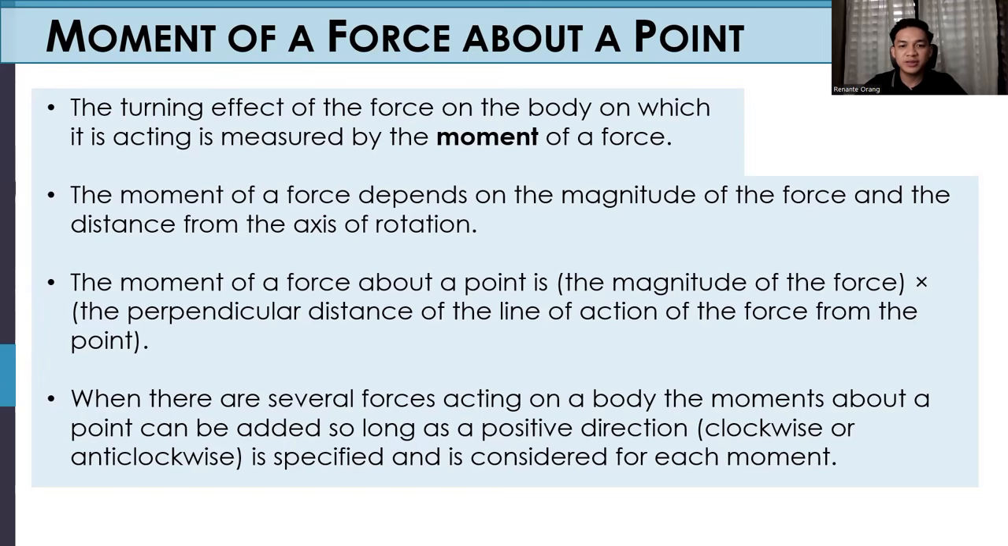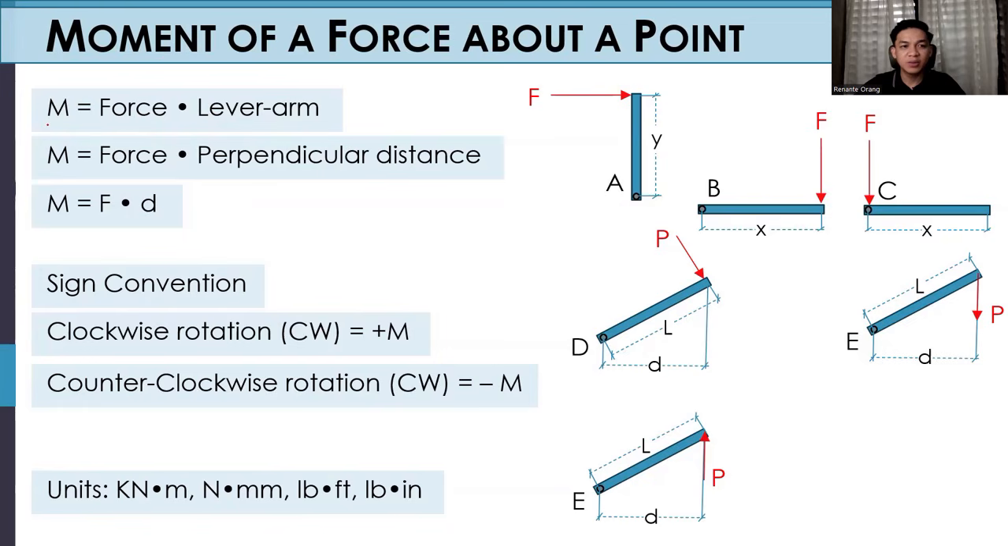When there are several forces acting on the body, the moments about a point can be added so long as a positive direction, which is clockwise or anti-clockwise, is specified and is considered for each moment. As defined kanina, yung ating moment is equivalent to the force multiplied by the lever arm or its perpendicular distance. Or moment is equivalent to force times perpendicular distance.